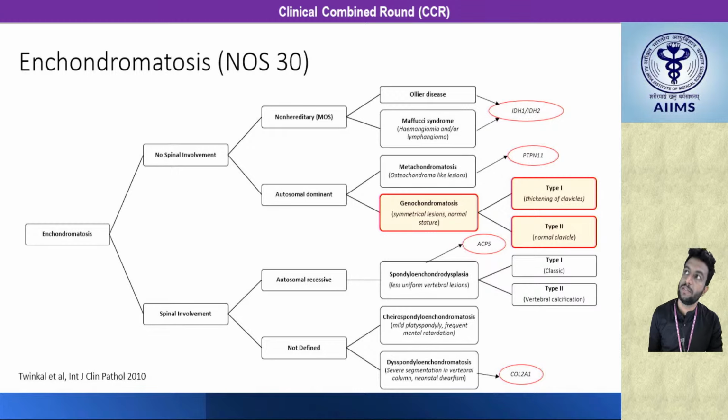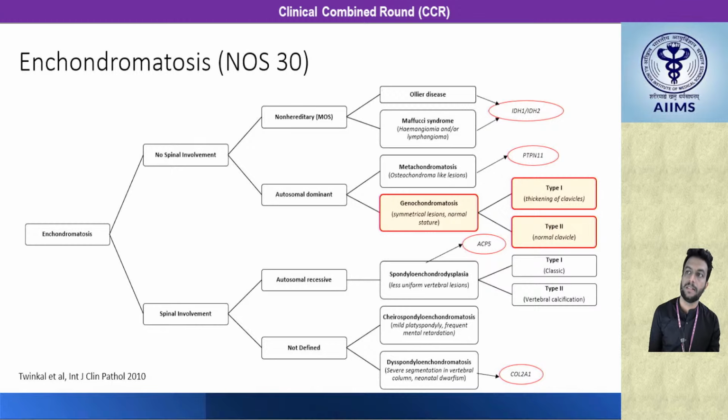Ollier and Maffucci syndrome is caused by somatic mutation in the IDH1 or 2 gene, but metachondromatosis is caused by autosomal dominant involvement of the PTPN11 gene. Whereas genochondromatosis, whether type 1 or type 2, is differentiated by involvement of the clavicle or not. The gene has still not been identified.